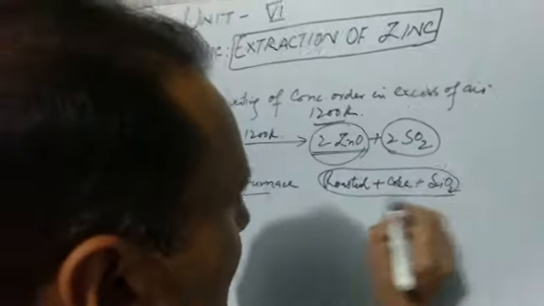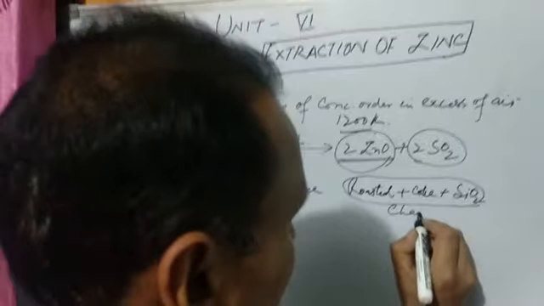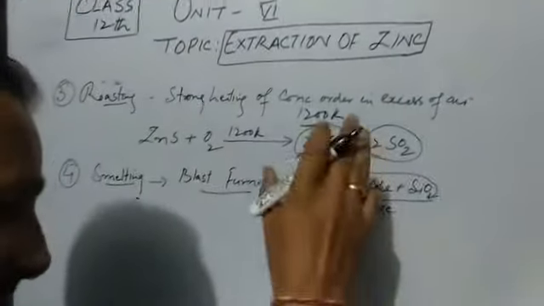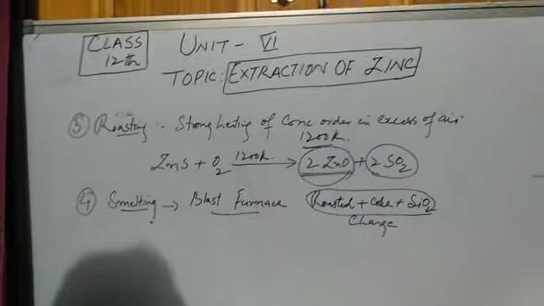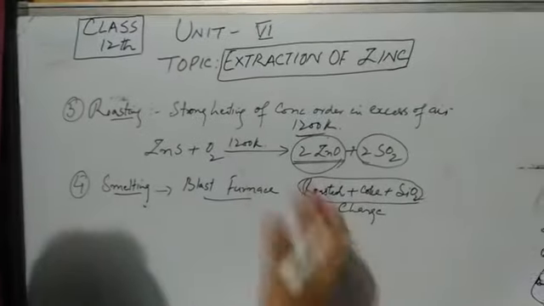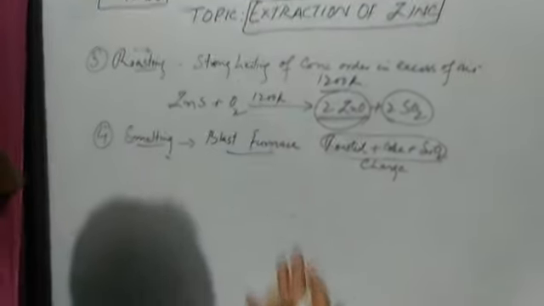These together is known as charge. This charge is poured from the cup and cone arrangement from the top of the blast furnace. Then a very hot current of air is passed through this blast furnace. This furnace has a varying temperature from top to bottom.